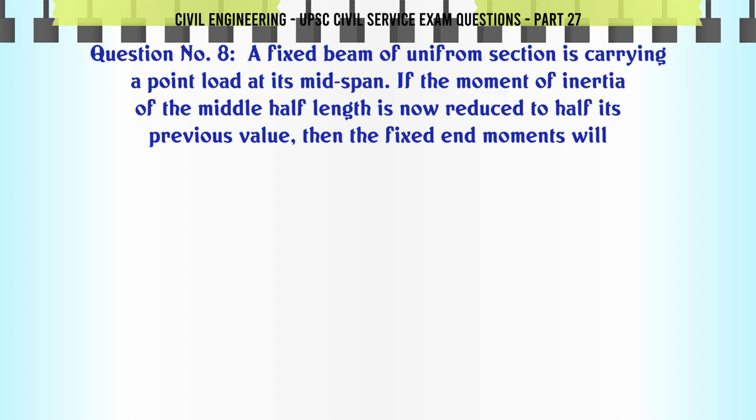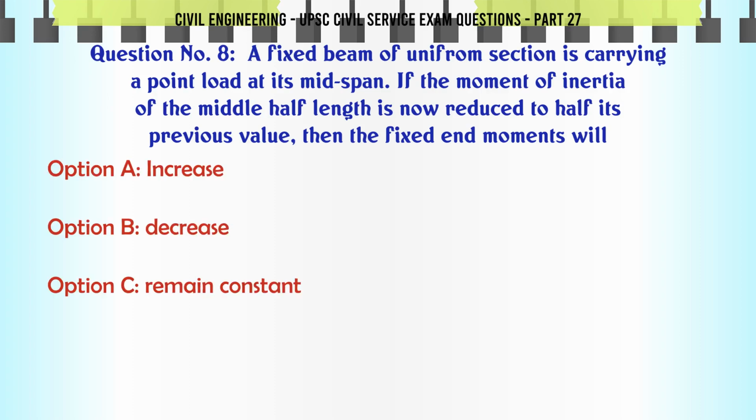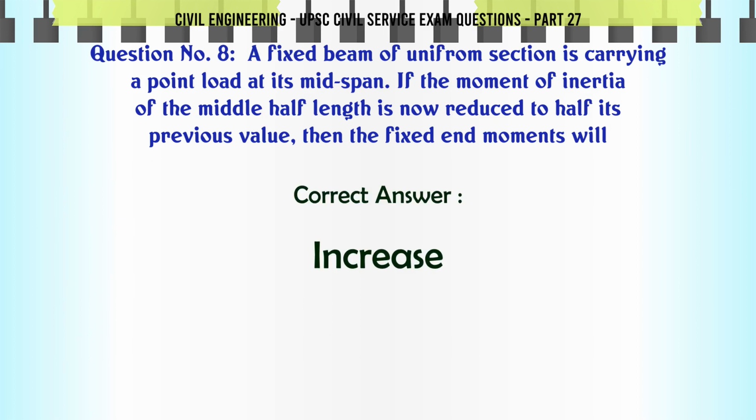A fixed beam of uniform section is carrying a point load at its midspan. If the moment of inertia of the middle half length is now reduced to half its previous value, then the fixed end moments will A. Increase, B. Decrease, C. Remain constant, D. Change their directions. The correct answer is increase.